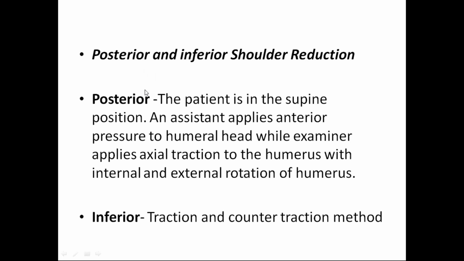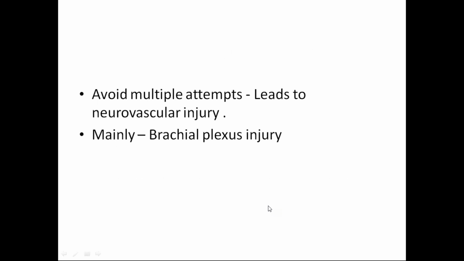And posterior dislocation is reduced by one technique: the patient is in the supine position, an assistant applies anterior pressure to the humeral head, while the examiner applies axial traction to the humerus with internal and external rotation of the humerus. Inferior dislocation is mainly reduced by traction and counter traction method. Here avoid multiple attempts, otherwise it may lead to neurovascular injury, mainly brachial plexus injury.